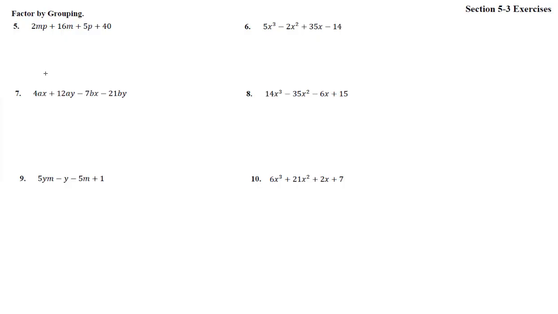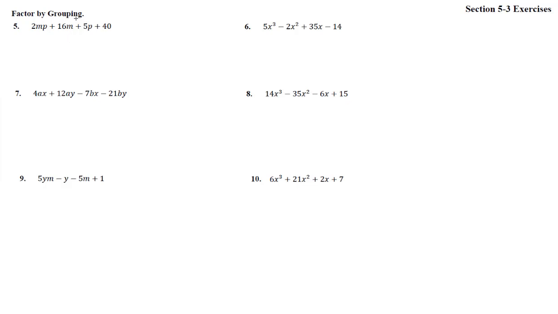Here we are in section 5-3, exercises 5 through 10. Here we'll be factoring by grouping. Now we can tell we're going to be using grouping because we have 1, 2, 3, 4 terms. And the only way to really get 4 terms is either by pulling out the greatest common factor or having a binomial times a binomial, 2 times 2 to get 4 terms. So that's what we're going to do in this case: split this down the middle and then see if we actually get 2 binomials.